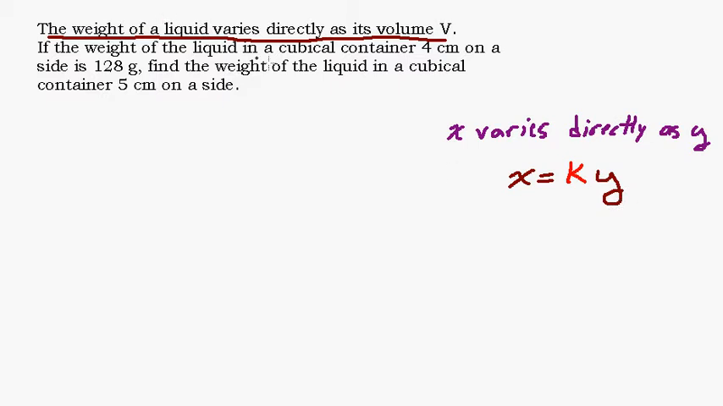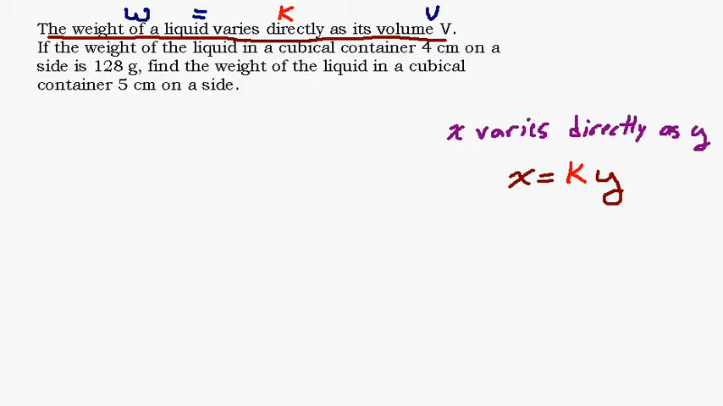So if we go up here, instead of X and Y, we have some specifics. We have the weight of a liquid varies directly as its volume. So the weight of the liquid is kind of like the X, and the volume is like the Y. So we need some variables for that. Let's let W be the weight of the liquid and V be the volume. So following this formula down here, we could say W equals K times V. And we don't know what that K value is. Okay, how do we figure it out? We need to figure out what that K value is.